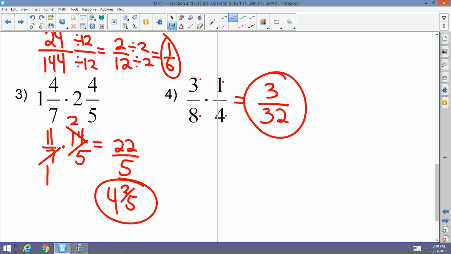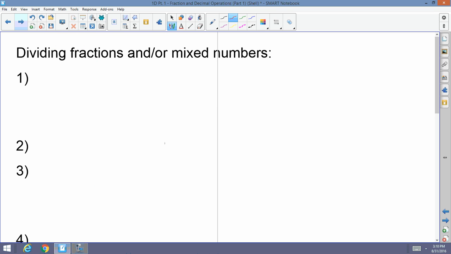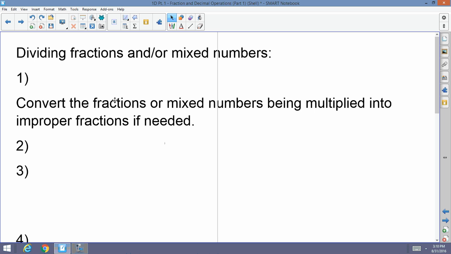And last but not least, dividing fractions and or mixed numbers. Okay, dividing fractions or mixed numbers is very simple as well. But please remember, you must convert any mixed numbers to improper fractions first. Okay? So convert the fractions or mixed numbers being multiplied into improper fractions if needed. Number 2, stay, change, flip.